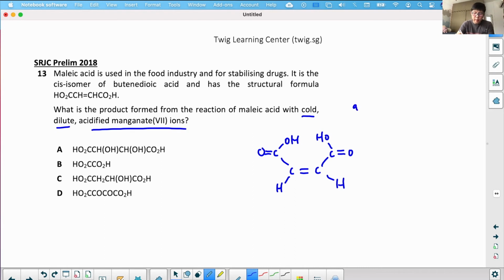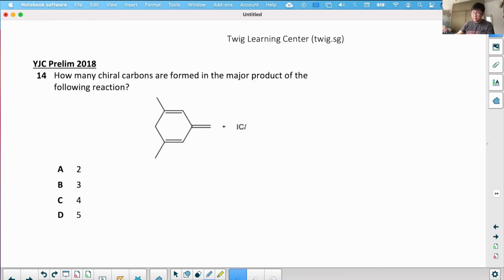So this is where the alkene will become a diol. Essentially what you're doing is breaking the double bond here, and you're going to add in OH and OH. So that is the final answer. You look out for the one with 2 OH, so it probably is going to be A. Yep, because of the word cold. Cold means mild oxidation.